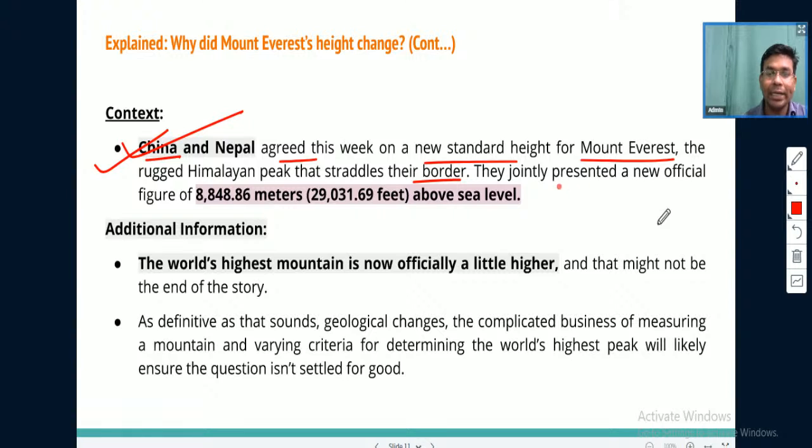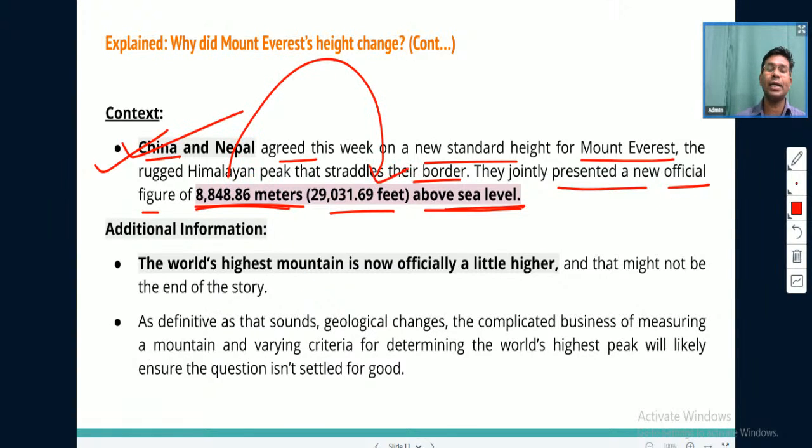They jointly presented the new official figure of 8,848.86 meters. This is the new revised height of Mount Everest, 8,848.86 meters, which is equivalent to 29,031.69 feet above sea level. So when we measure the height of Mount Everest with reference to sea level, we get this particular height, 8,848.86 meters, which is equivalent to 29,031.69 feet above sea level.